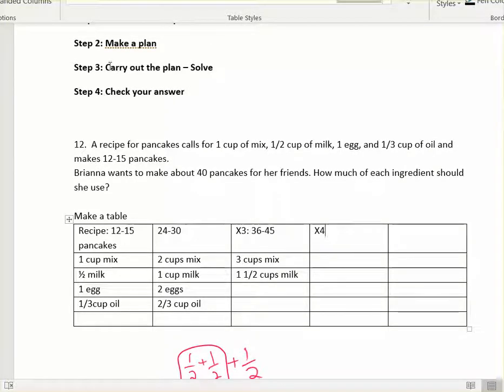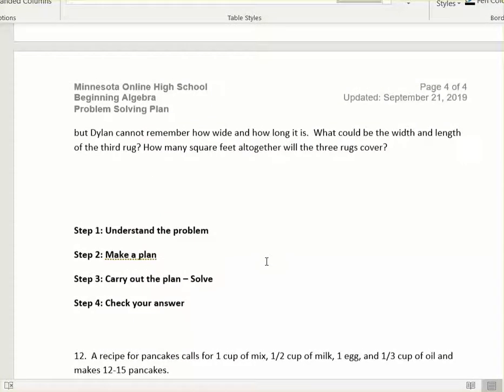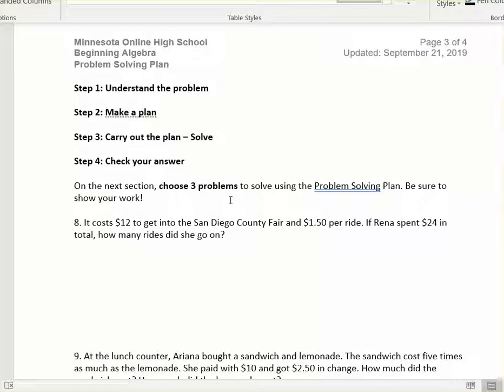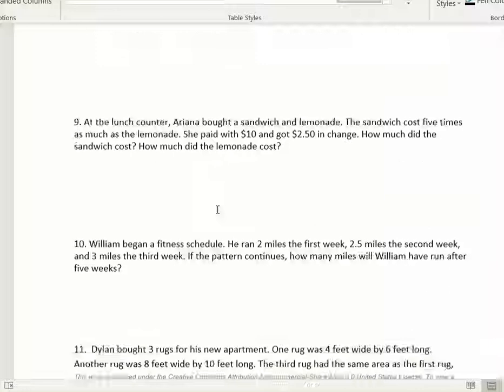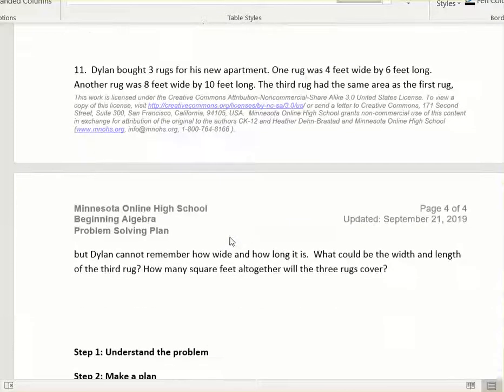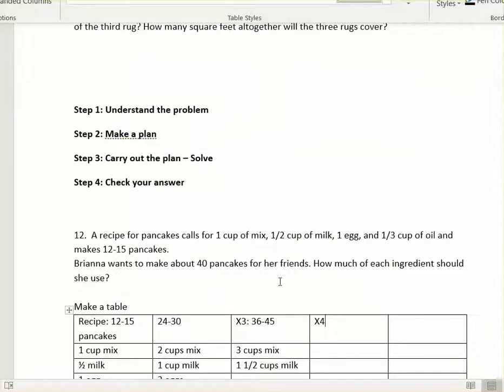What we're working on now is carrying out the plan, so you'll need to finish it if you're choosing this problem. And then you'll need to check your answer and see if it makes sense, and make sure you've labeled it and that you've answered the question. Now you don't have to pick this problem because the directions said to choose 3 problems. So if you think that one seems like too much work, you could do number 8, 9, and 10 instead, or 9, 10, and 11. So you've got some choices there.